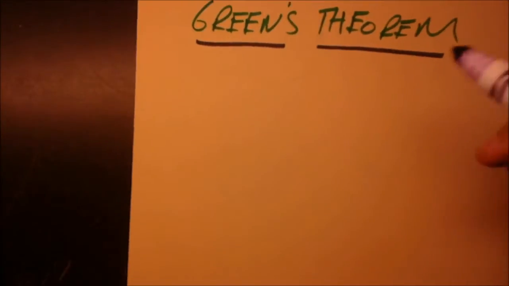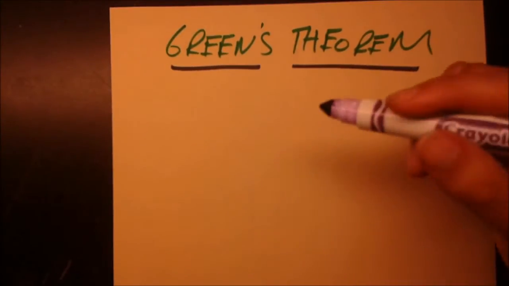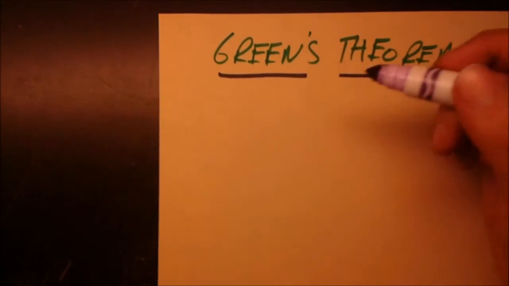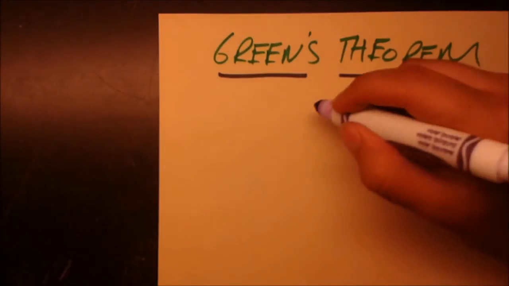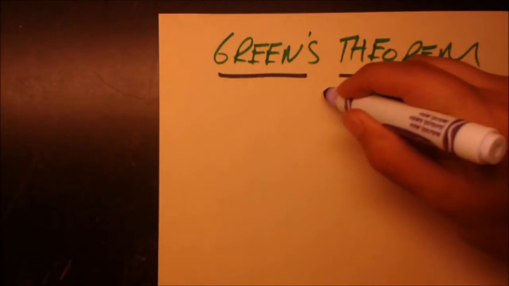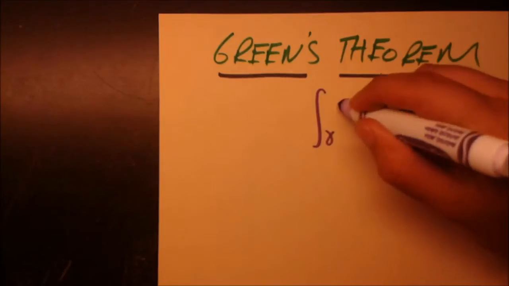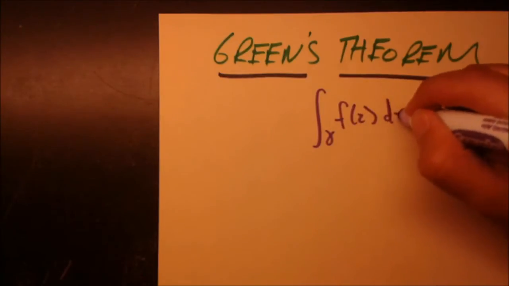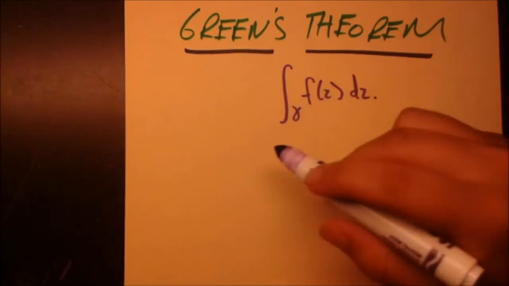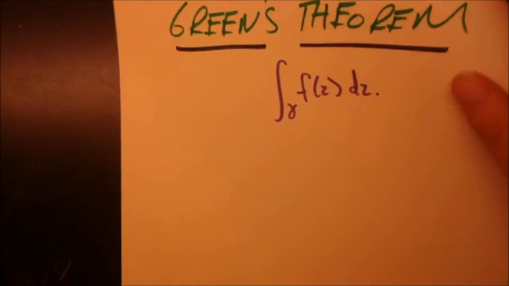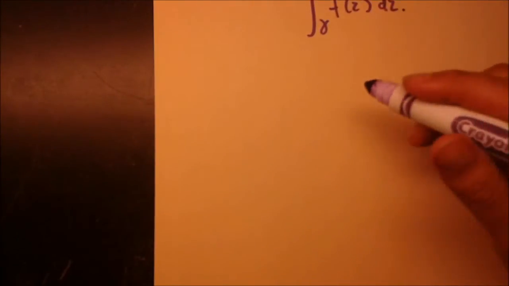Okay, so let's put all the parts together first and see what conditions must be met. First, the purpose. What is the purpose of Green's theorem for complex variables? It's going to be to try to, in some cases, help us work out the line integrals that we were working out in the previous video. So now let's see what has to be true.